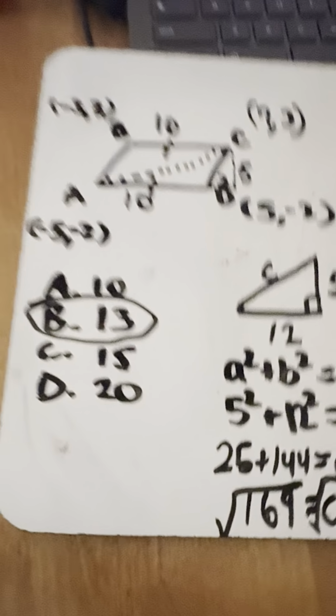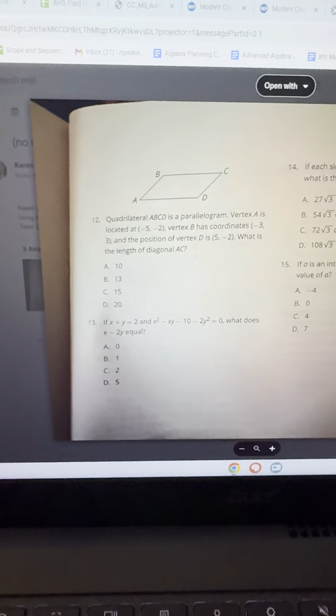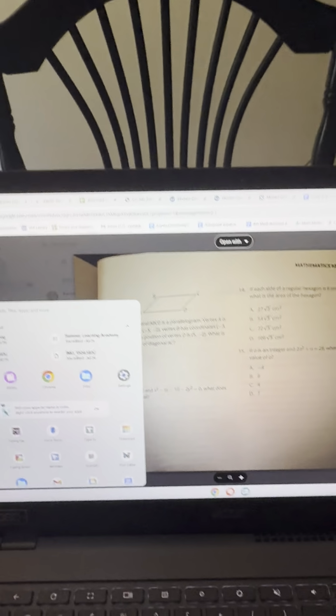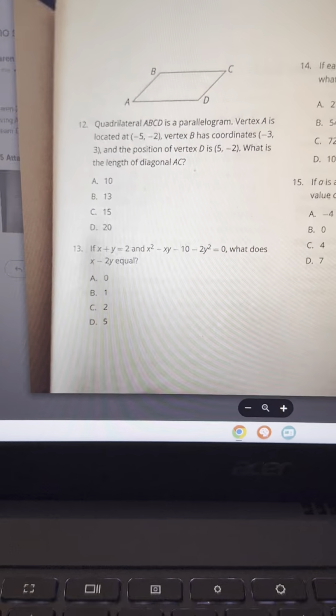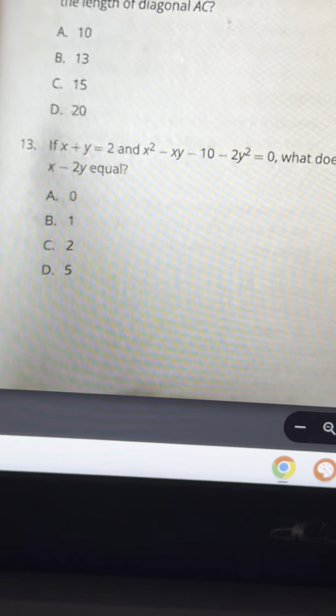So that's how we do that one. Now let's take a look at that next one. Sorry about that. So we're going to take a look at that next question, which is a little trickier.